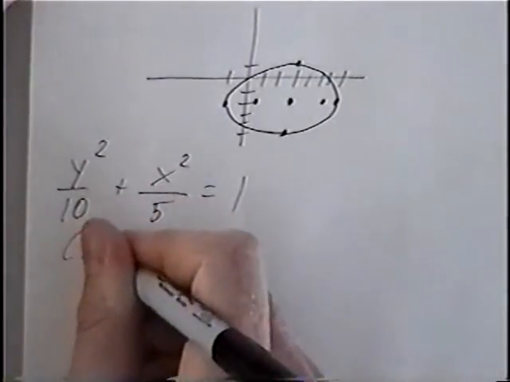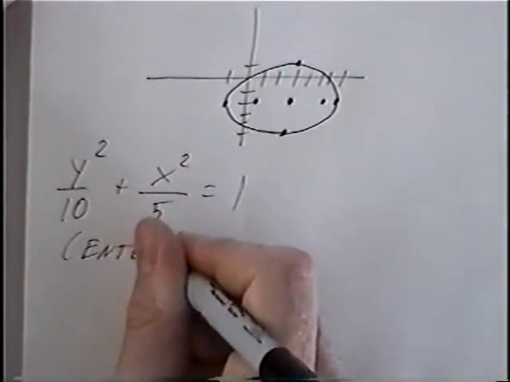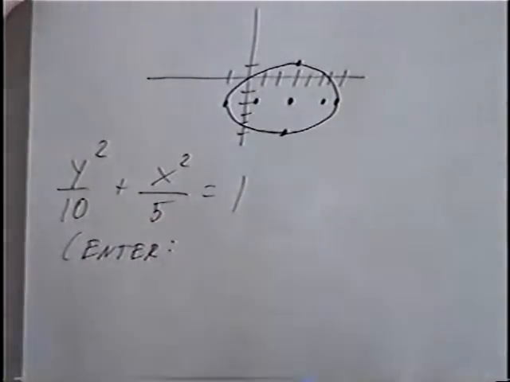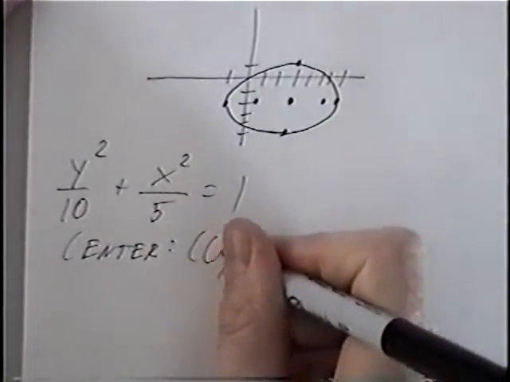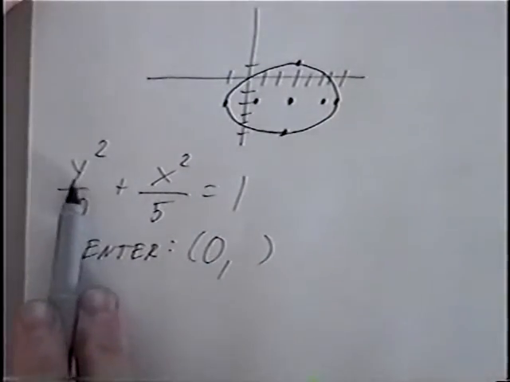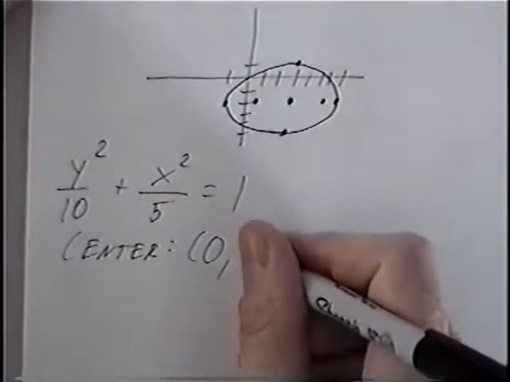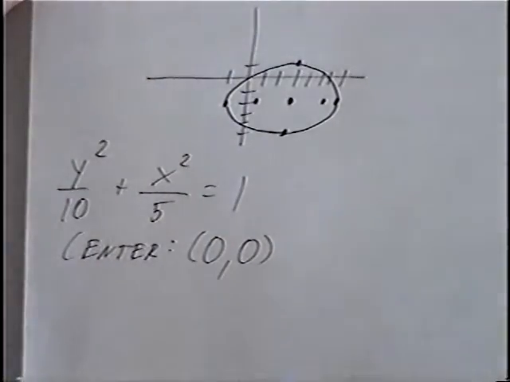First part for an ellipse, we'll find the center. The x value again would come from the x. If there's no number next to it, the center would be 0. And the same thing for y. There's no number next to it, so the center would be 0, 0.